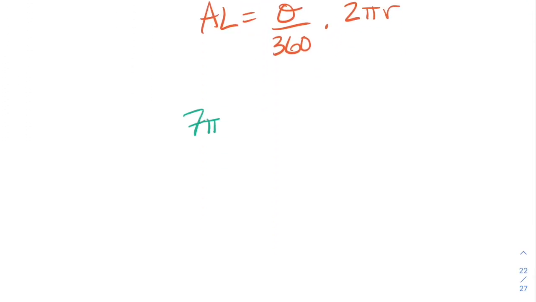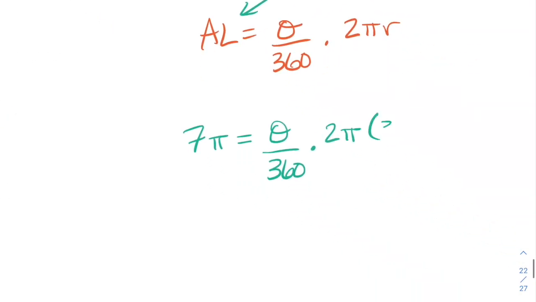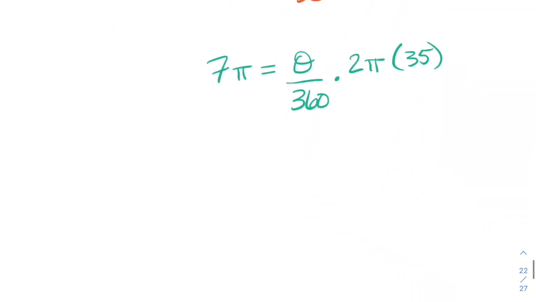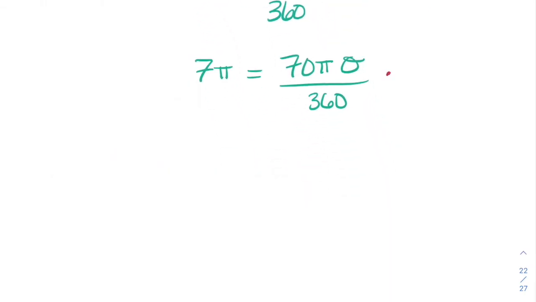Okay. So it looks like we have 7 pi. So 7 pi equals theta over 360 times 2 pi times the radius, which they said was 35. So we get 7 pi equals 2 times 35 is 70. So it's 70 pi theta over 360. So first thing I'm going to do is multiply both sides by 360.